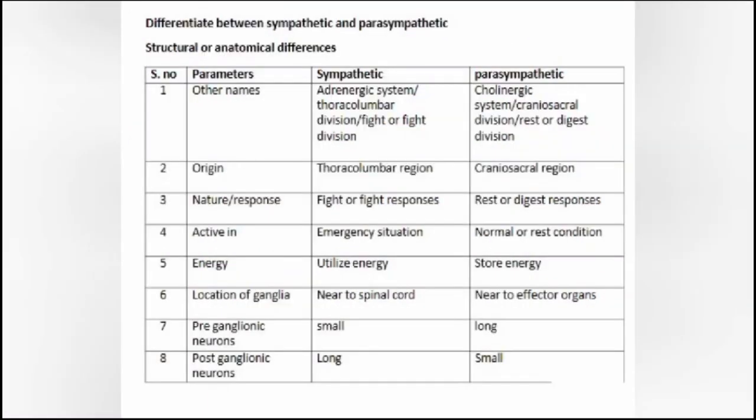Next is the division of the ANS, autonomic nervous system, that is sympathetic and parasympathetic. Sympathetic helps in our emergency situation, whereas parasympathetic helps in our normal resting condition, like breathing. All these functions belong to the parasympathetic. So sympathetic has its origin from the thoracolumbar region. So it has another name, like thoracolumbar division or fight division. Parasympathetic has its origin in the craniosacral region. So it has another name, like craniosacral division or rest or digest division.